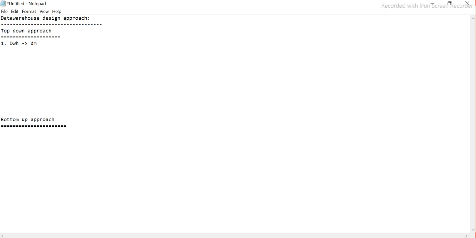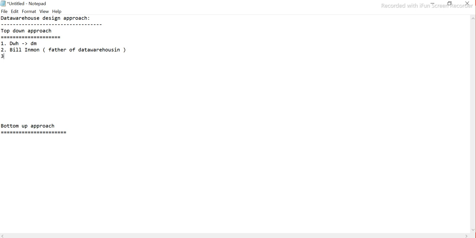The second point is that the top-down approach was suggested or invented by Bill Inmon. Bill Inmon is also called the father of data warehousing, guys. So he suggested this particular design methodology for data warehouse design.